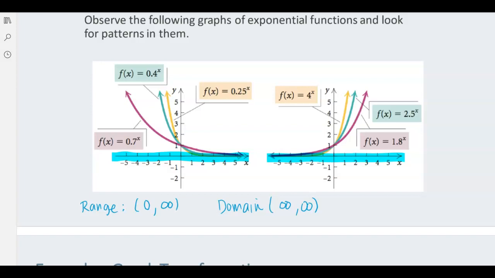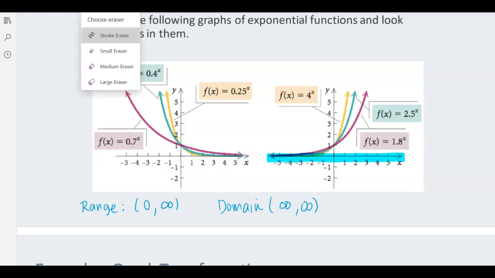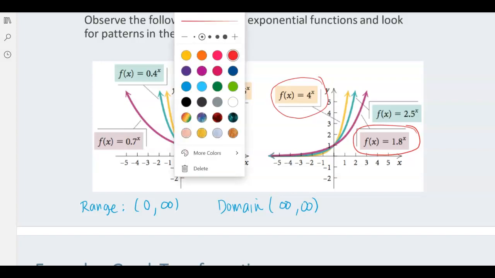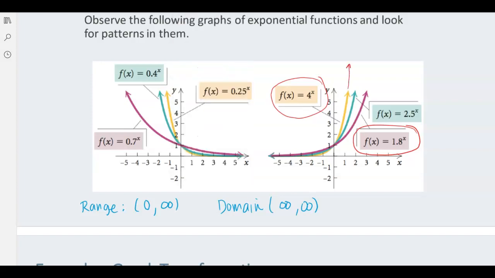One thing to notice about the graphs is that when we look at what the bases are, if we look at a number like, let's look at this one, 4 to the x versus 1.8 to the x. When we're on the right-hand side of the y-axis, the base that has a higher value is growing more quickly than the base with a lower value.